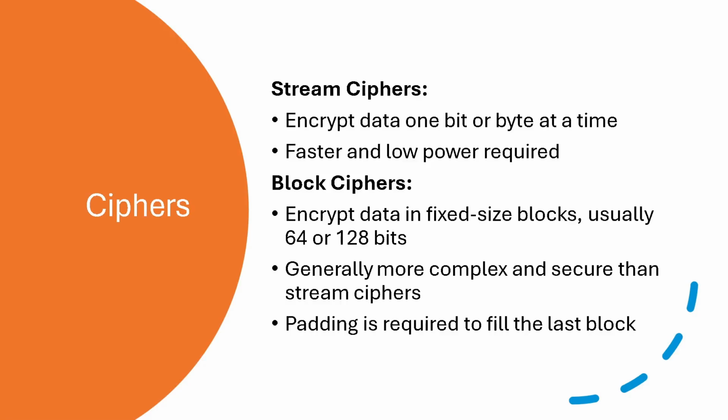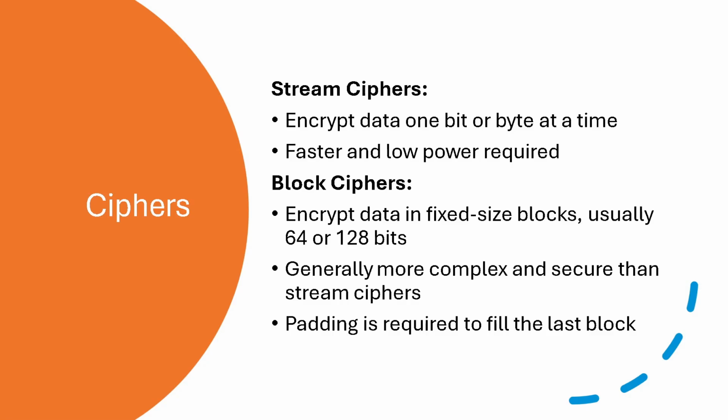Ciphers. Stream ciphers. Stream ciphers encrypt data one byte or bit at a time, often used for real-time data encryption. They are typically faster than block ciphers and require less computation power. They're ideal for applications where data is transmitted in a continuous stream, such as video and audio transmission.